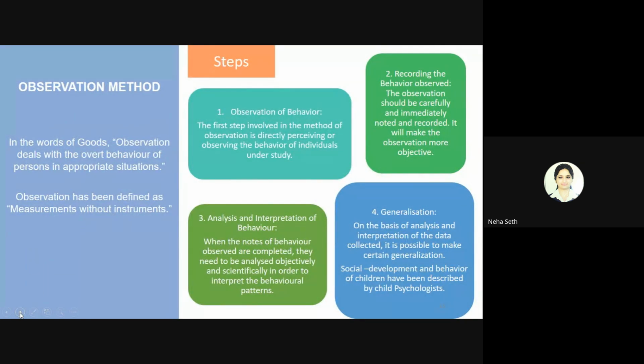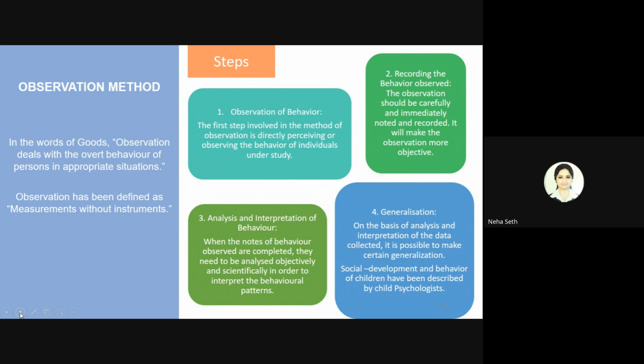Okay, the next method is the observation method. As the name suggests, observation deals with the overt behavior of a person in an appropriate situation. When the situation is proper, nothing unexpected is happening, just regular day-to-day life is going on, and then you are observing it minutely. Observation has been defined as measurement without any instrument.